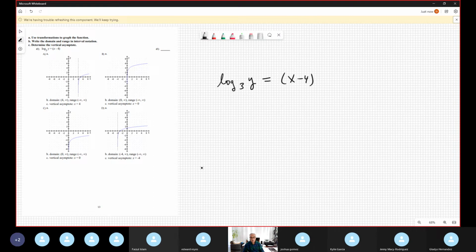Therefore, you need to isolate the y, and when you isolate the y, y is equal to 3 raised to the x minus 4. And this is exponential. This is my idea. However, in the choice that you have here, an exponential, it's not like that. Then, this is wrong.